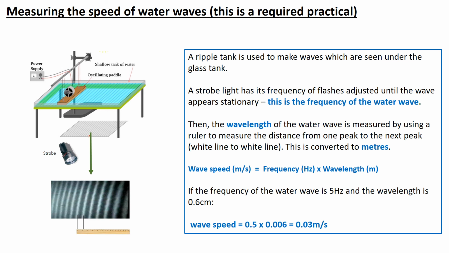Now we can use a ruler to measure the size of those ripples, and that's because we're measuring from trough to trough. We know that's one wavelength. Exciting stuff. This is how we could work out the frequency of the water wave. This is how we can work out the wavelength. And then we can work out the wave speed using the frequency and the wavelength.